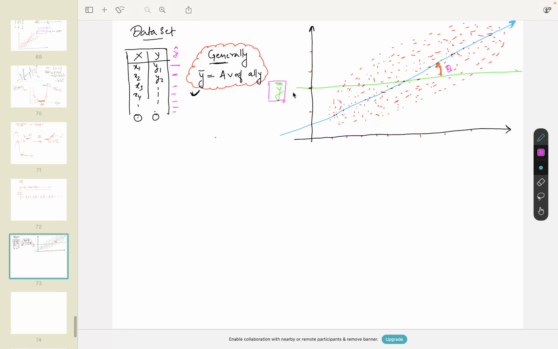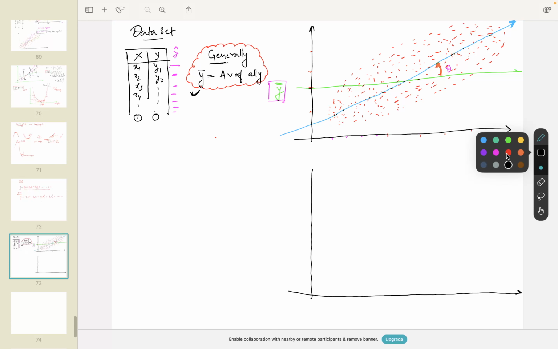Now try to understand. Let me draw one more graph so that you can understand. So I'm drawing one more additional graph over here. Okay. I'll not draw a lot of things in this graph. We'll take only some important factors to make you understand.